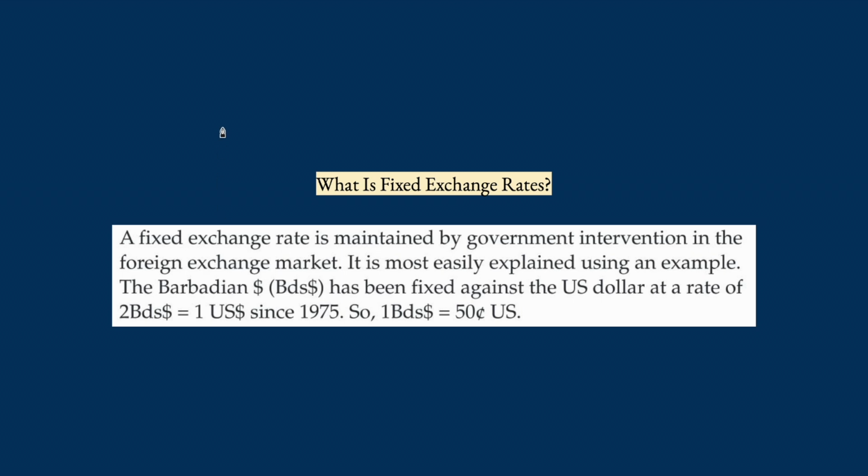We're going to be looking at how in the real world, the Barbadian dollar has been fixed against the US dollar at a rate of 2 Barbadian dollars to 1 US dollar since 1975. So this is actually a really easy ratio. It's just 2 Barbadian is equal to 1 US, okay? So that should be really easy to keep in mind. And then if we wanted to find the value of 1 Barbadian dollar, that'd be equal to 50 cents US. And we're going to be looking at calculations for these types of things in a minute. So don't worry about that right now.